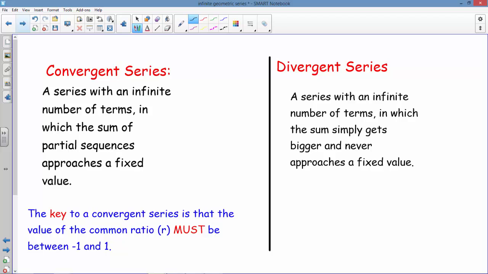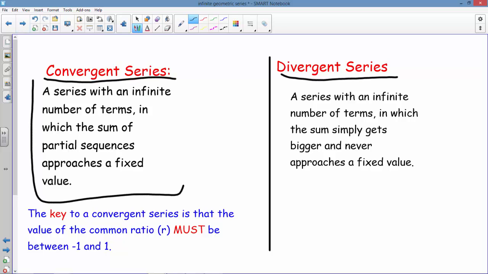Now, let's talk about convergent series and divergent series. Here's the actual written definition that I want you to write down.